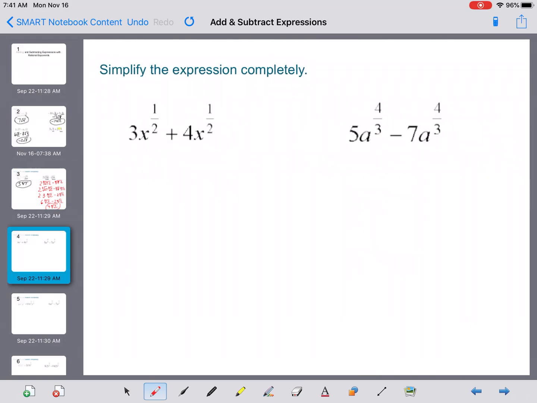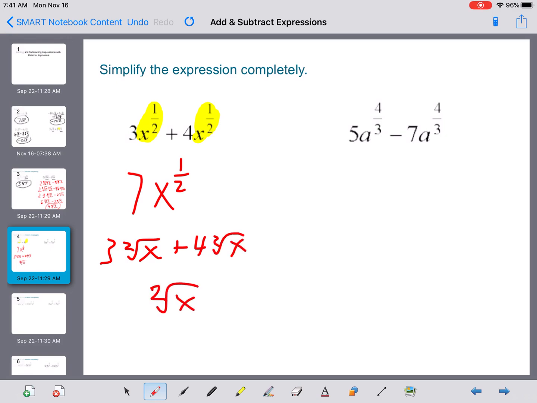When we move to exponents, if we want to add two pieces, the base and the exponent have to be the same. So if we have x to the 1/2, we're going to keep x to the 1/2, and then we would just say 3 plus 4 is 7. If you want to think about it, this is really just saying 3 times the square root of x plus 4 times the square root of x, which we would always just say keep the square root of x, which is our x to the 1/2. And then 3 plus 4 is 7, and then you can convert that back into an exponent.